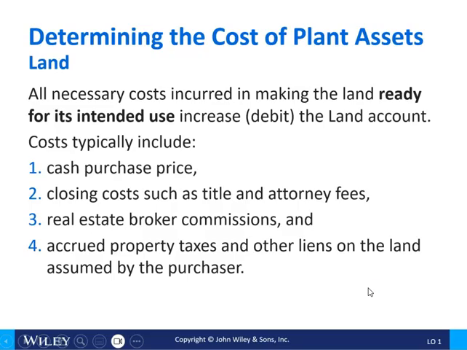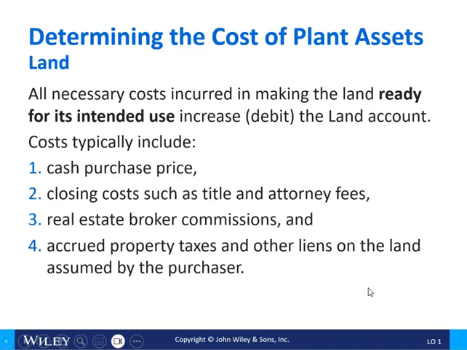So we'll talk about land. Land is a plant asset. So all necessary costs incurred in making the land ready for its intended use increase the land account. We increase it with the debit. It's an asset account. Normal balance is debit and increases with the debit.